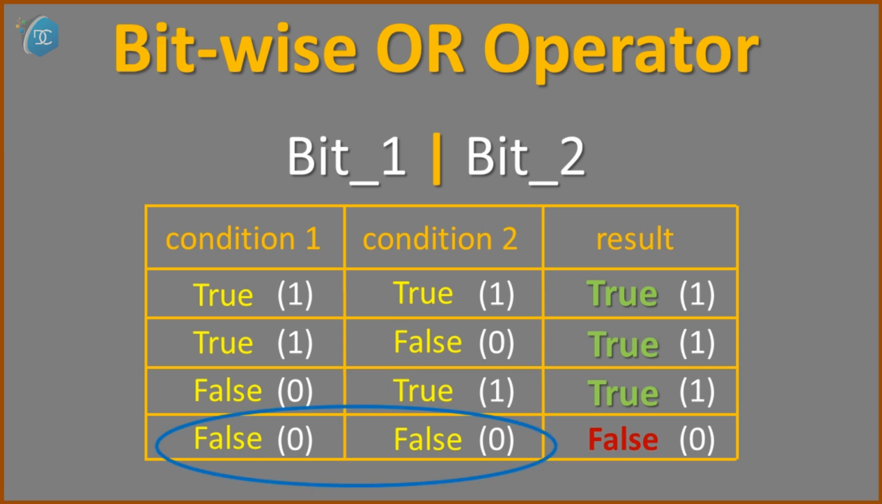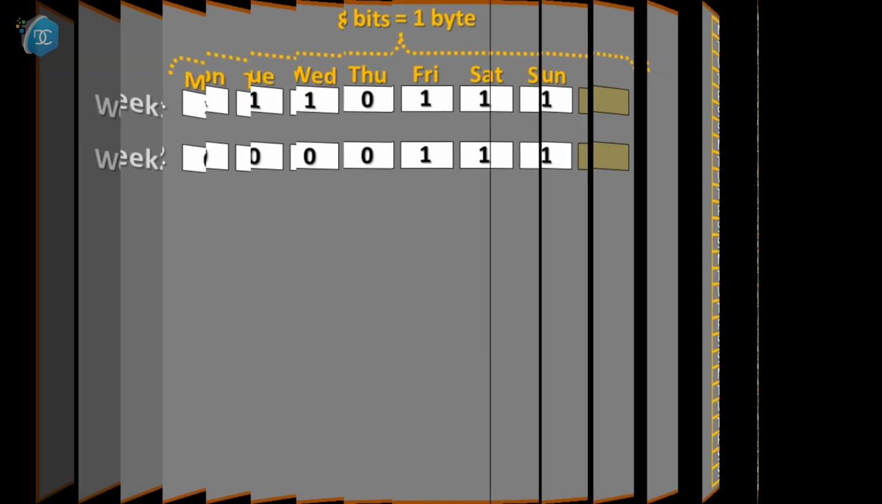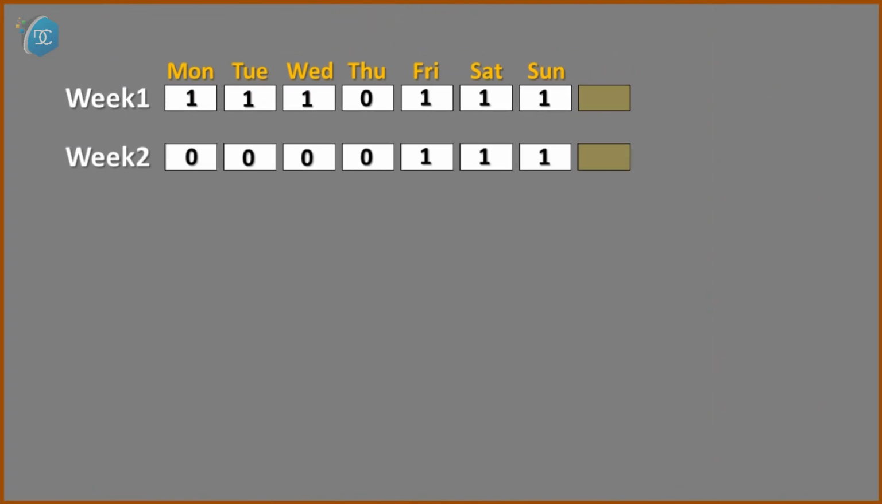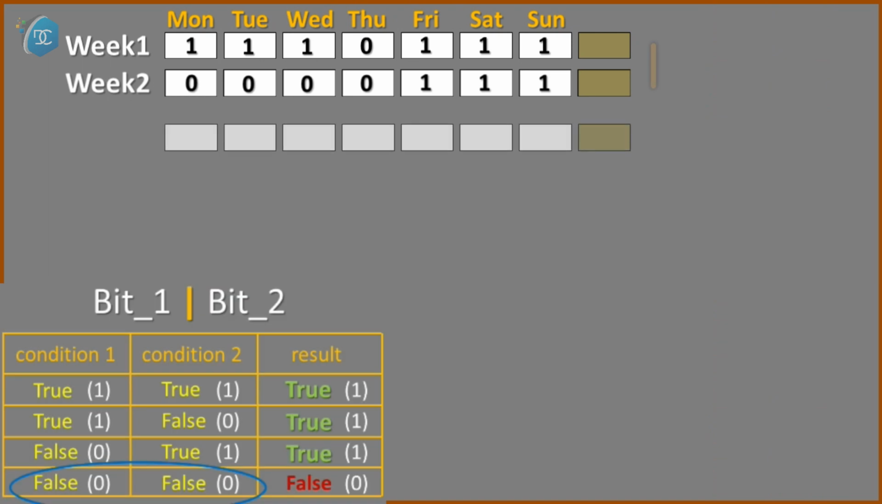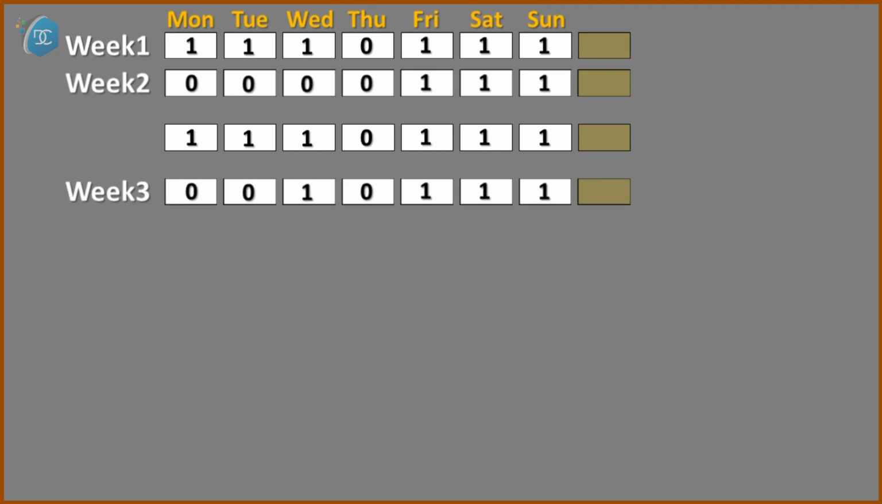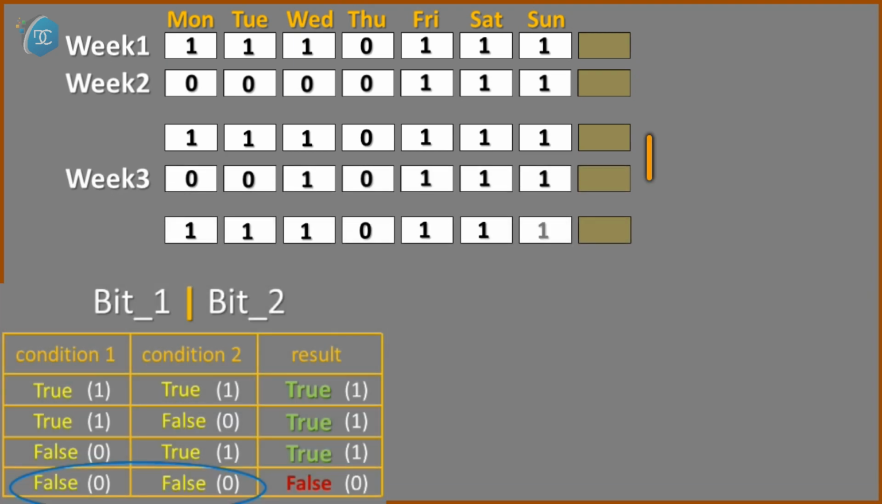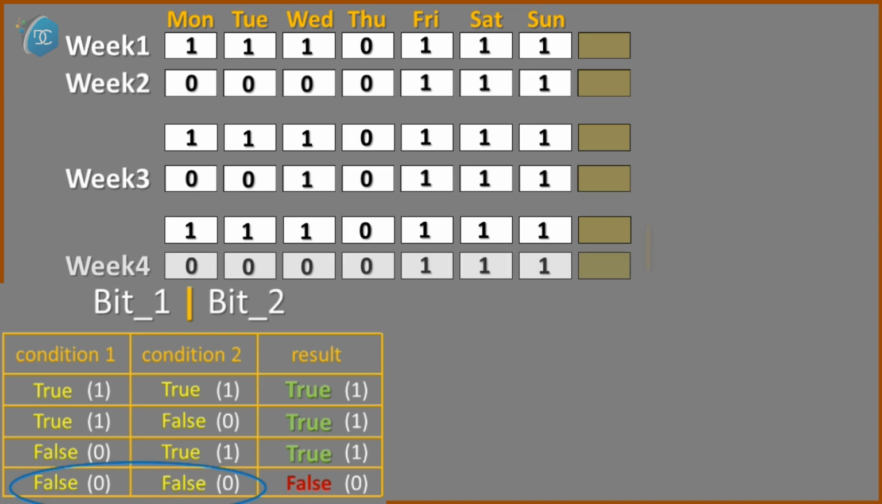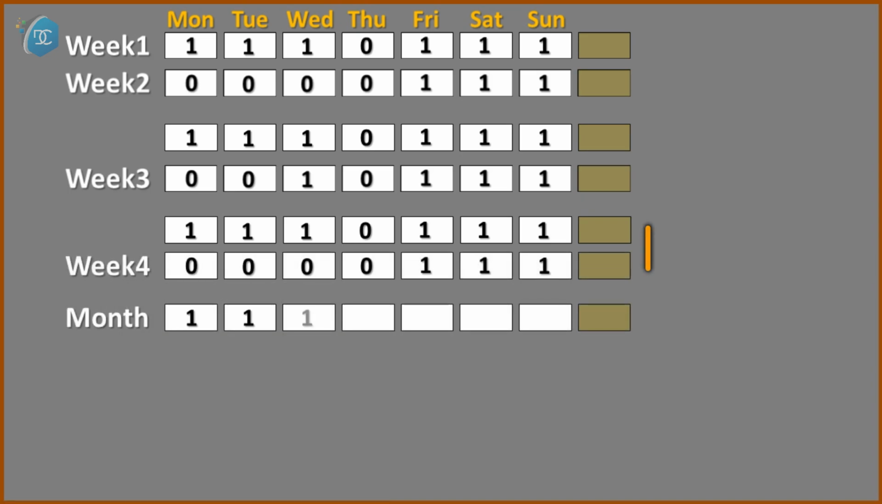The result can only be false if both operands are false. It will be 1 even if one of them is a 1. Applying this operator to our example, the result of first week and second week will be like this. See, even if one of the operands is a 1, it gives the result 1, but is 0 only when both bits are 0. And then this result is ORed with 3rd week and then its result with 4th week to get the final result of the month.